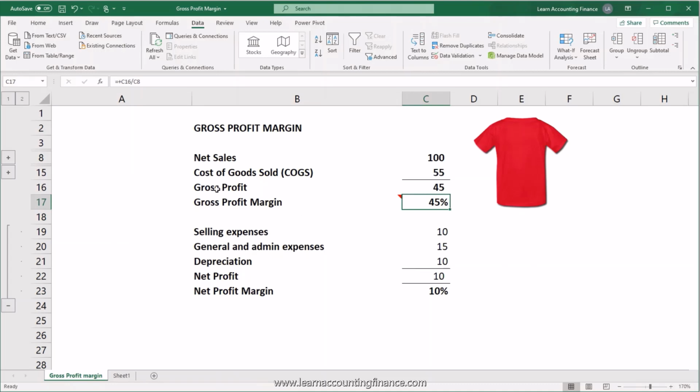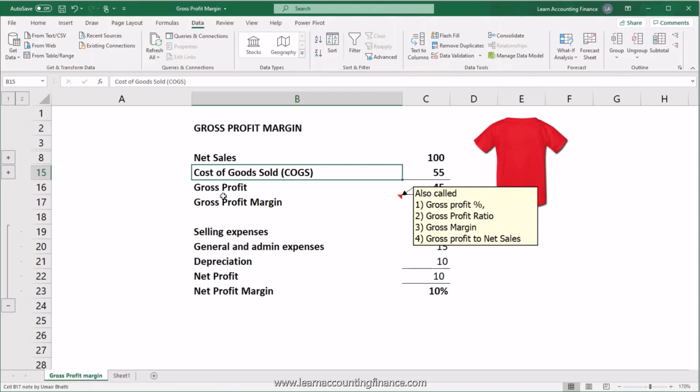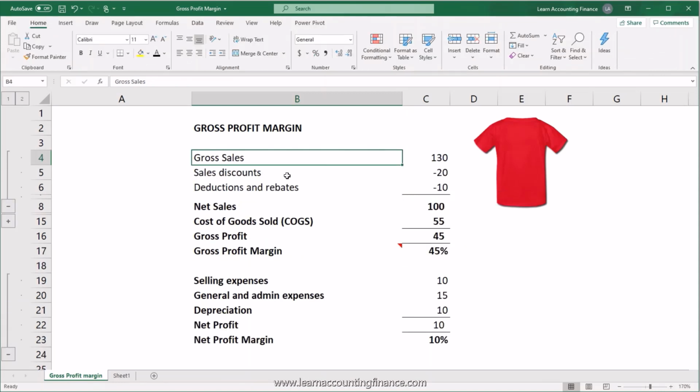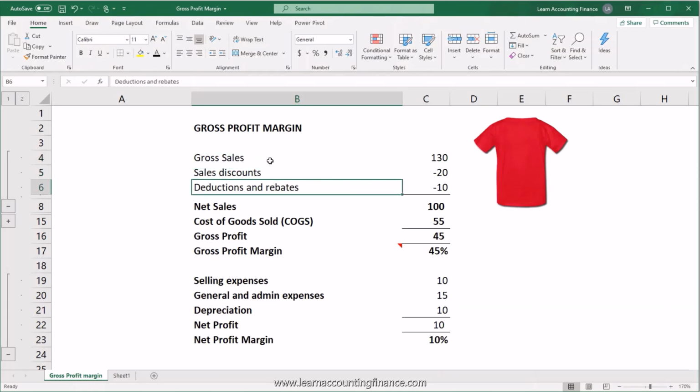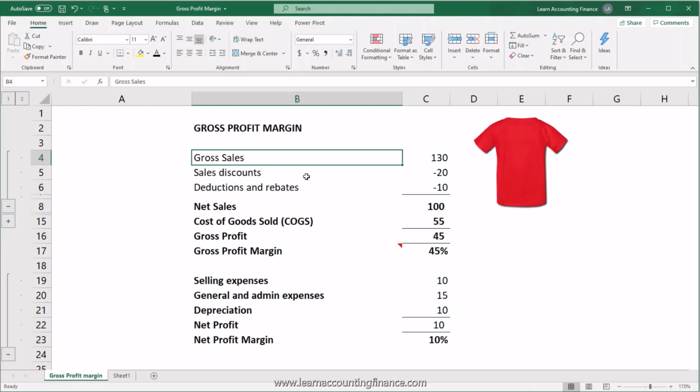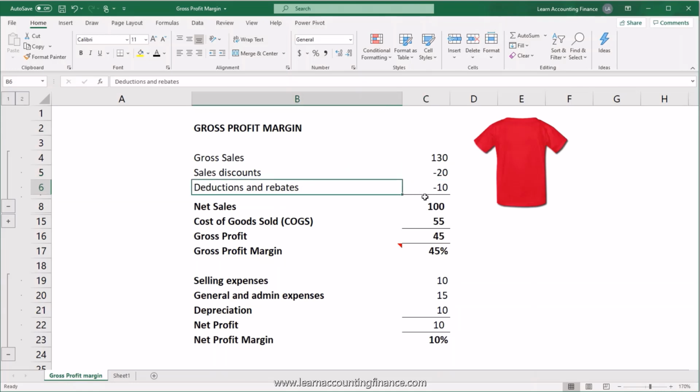Now you may be asking what's included in net sales and what's included in cost of goods sold. Let's take a look. Net sales usually comprises your gross sales minus your discounts and other deductions. So in this case, maybe your listing price was $130, and then to attract some customers, you gave a discount of $20, and there are some other deductions which are another $10.